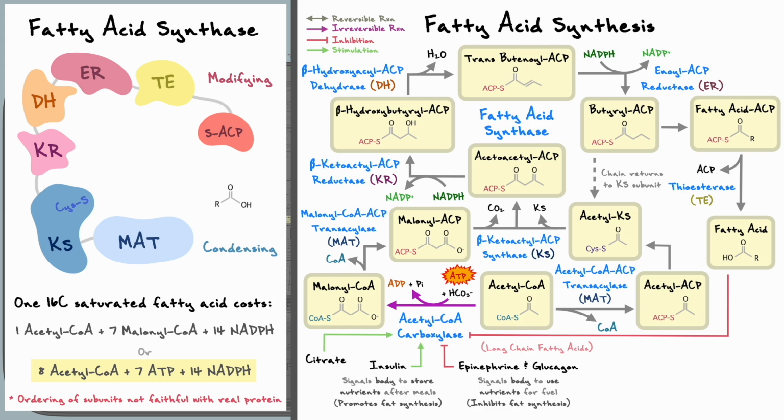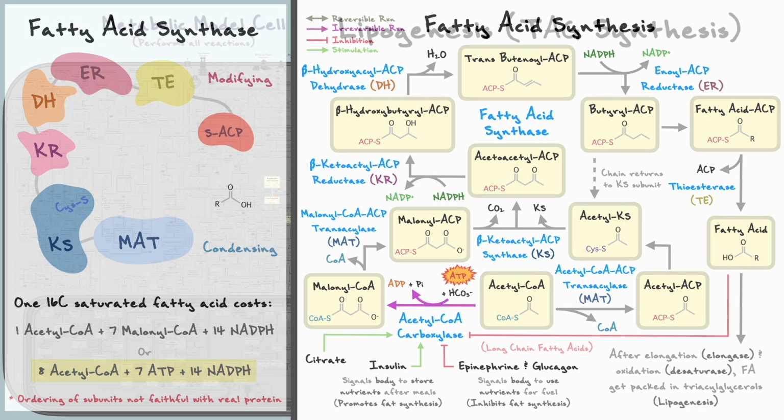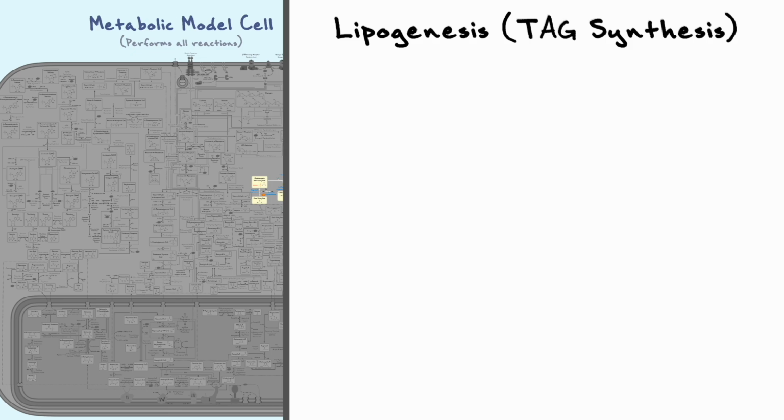Finally, as a last quick detail on this process, the cell does not use only 16-carbon saturated fatty acids. It contains additional enzymes such as elongases that are able to increase the chain length and desaturases that are able to make double bonds and turn the saturated fatty acids into unsaturated ones. In this discussion, I will not go over the mechanism of these enzymes, but I wanted to mention that further processing is possible. Now, when the fatty acids are ready, they can get packed in triacylglycerols in a process called lipogenesis, which we are now ready to consider.